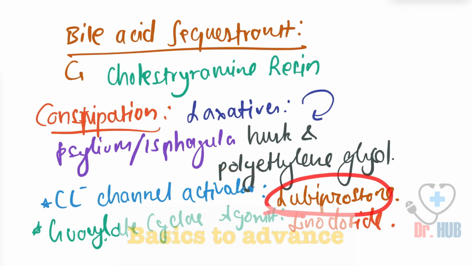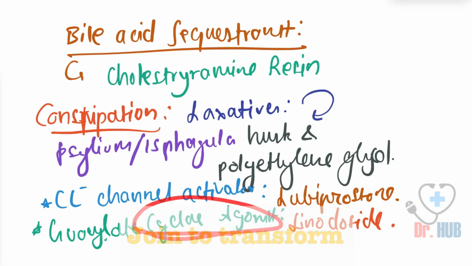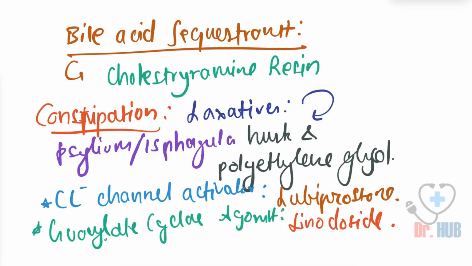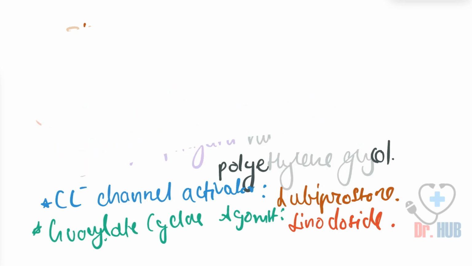This includes nothing but lubiprostone. And then the guanylate cyclase agonist includes linaclotide. The chloride channel activator was lubiprostone. Now we also have a few more categories under constipation, so we're going to look at that.